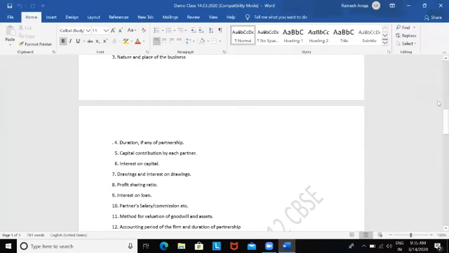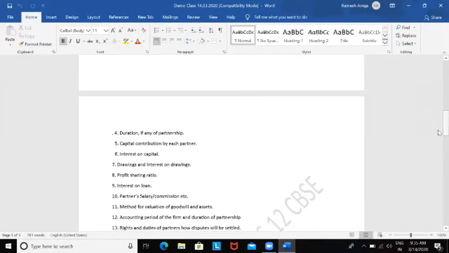Now, capital contribution by each partner. I hope you know what is capital. Capital means amount invested by the owner into the business. So here partners are owners, right? So capital contribution by each partner. Whatever amount the partner is bringing into the business, that is capital.